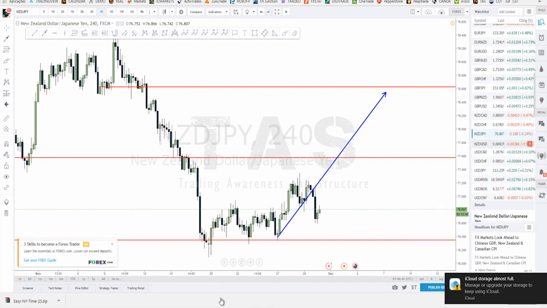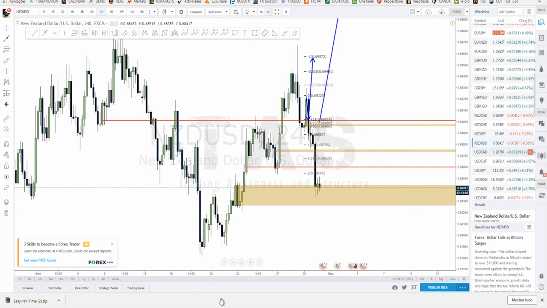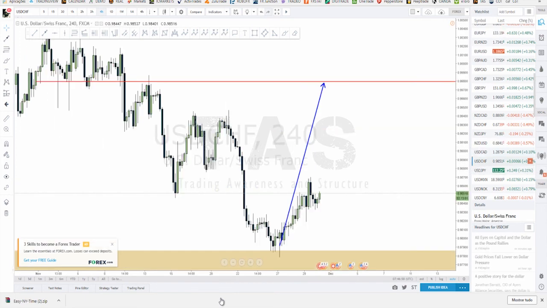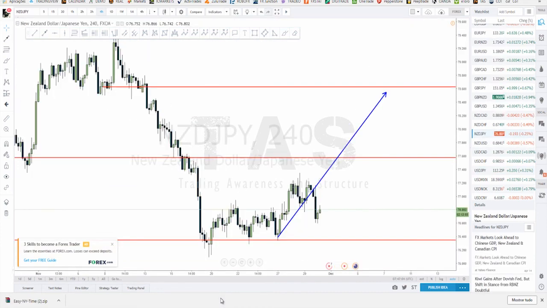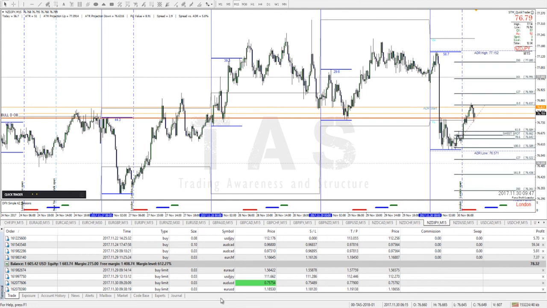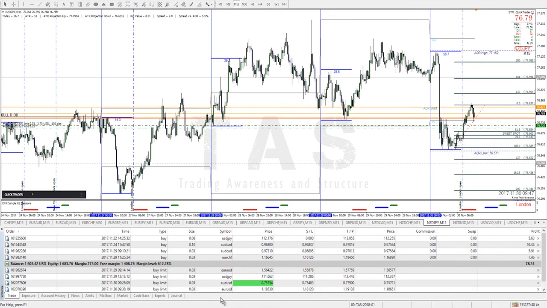This looks good to go up. This doesn't. We already had a nice trade on this pair this week. So let's see what the spread is on NZD. 3 pips. Okay. Still 13 minutes to London. So we can put an order here. It's going to be almost at the price it is now because we have to include the spread.